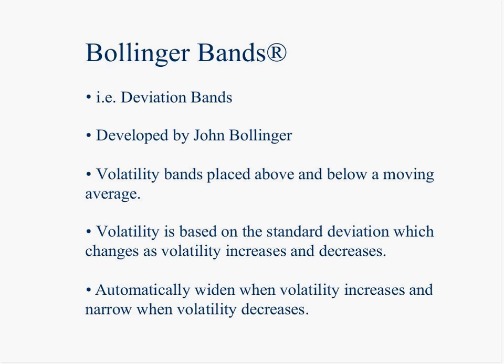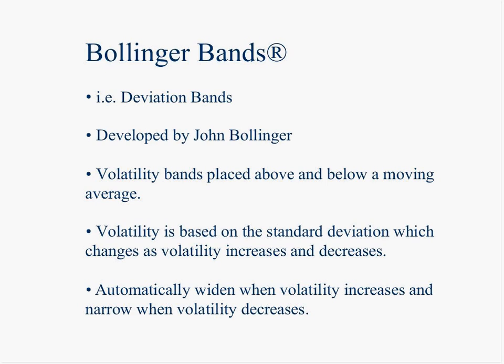Now, I think in 2007 he trademarked the name, and he's expanded on them and has other indicators based upon these. But we could also just label them deviation bands, invented by John Bollinger. These are volatility bands placed above and below a single moving average. So you have a single moving average on the price chart, with a band above and a band below it.